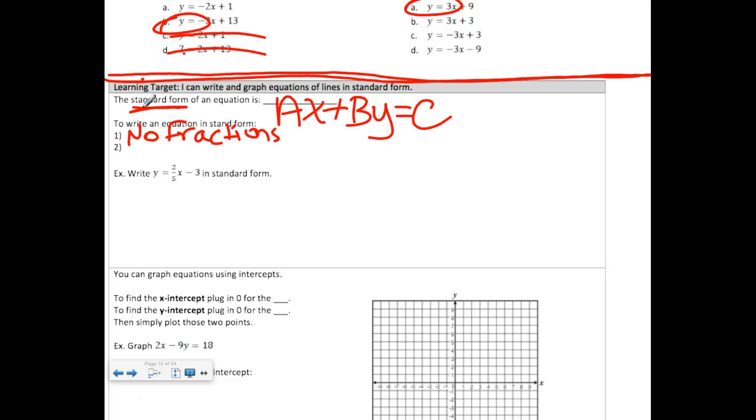Joseph, are you kidding me? No fractions and no, I'm not even going to edit that out, and no decimals.